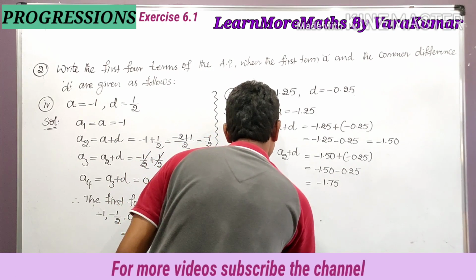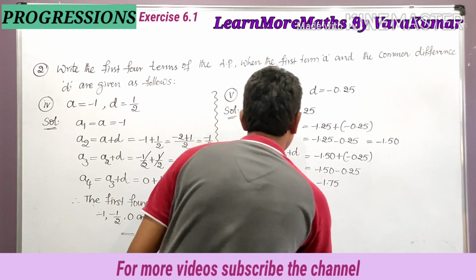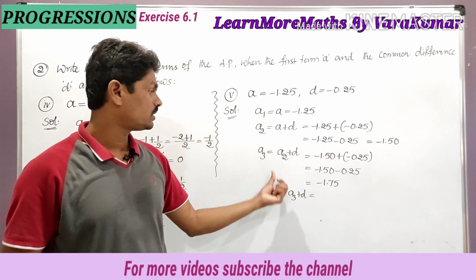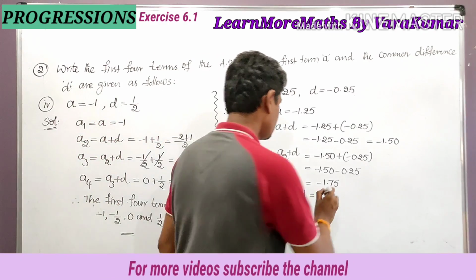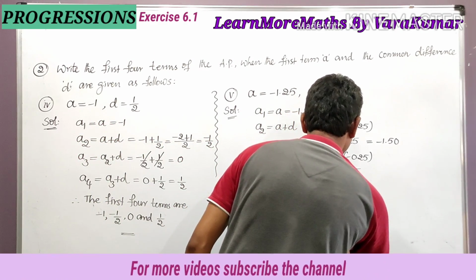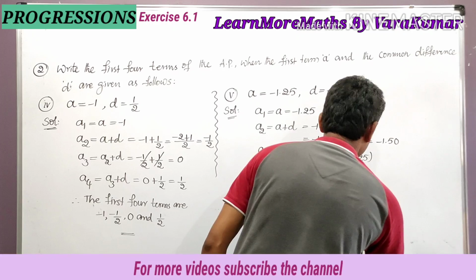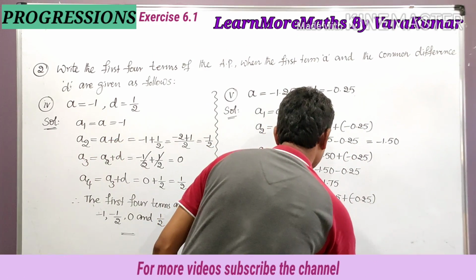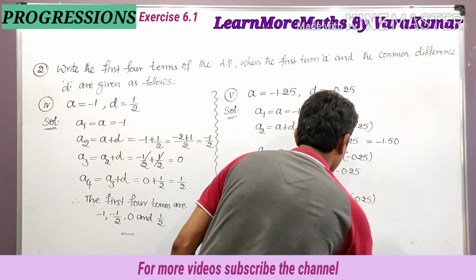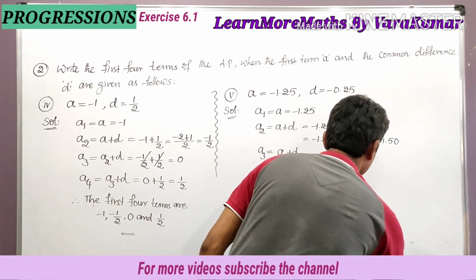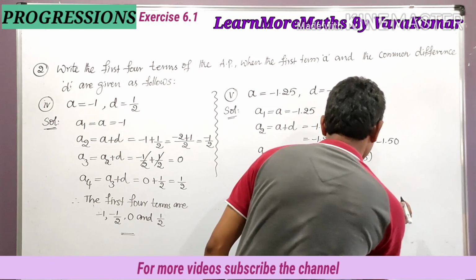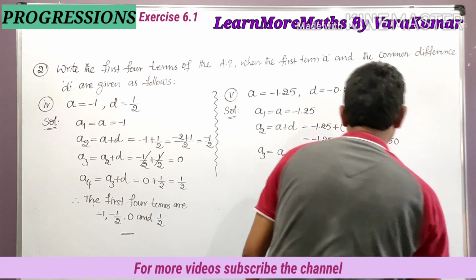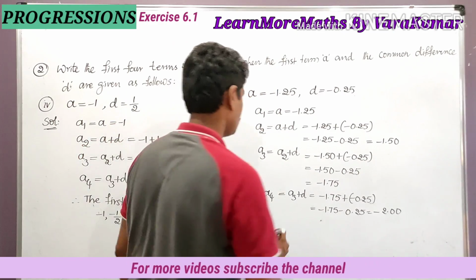Next a4, student. a4 is equal to a3 plus d. Again by adding the common difference to the third term, we can get the fourth term. So a3 we have minus 1.75 plus d is minus 0.25. So it becomes minus 1.75 minus 0.25. So it becomes minus 2.00.